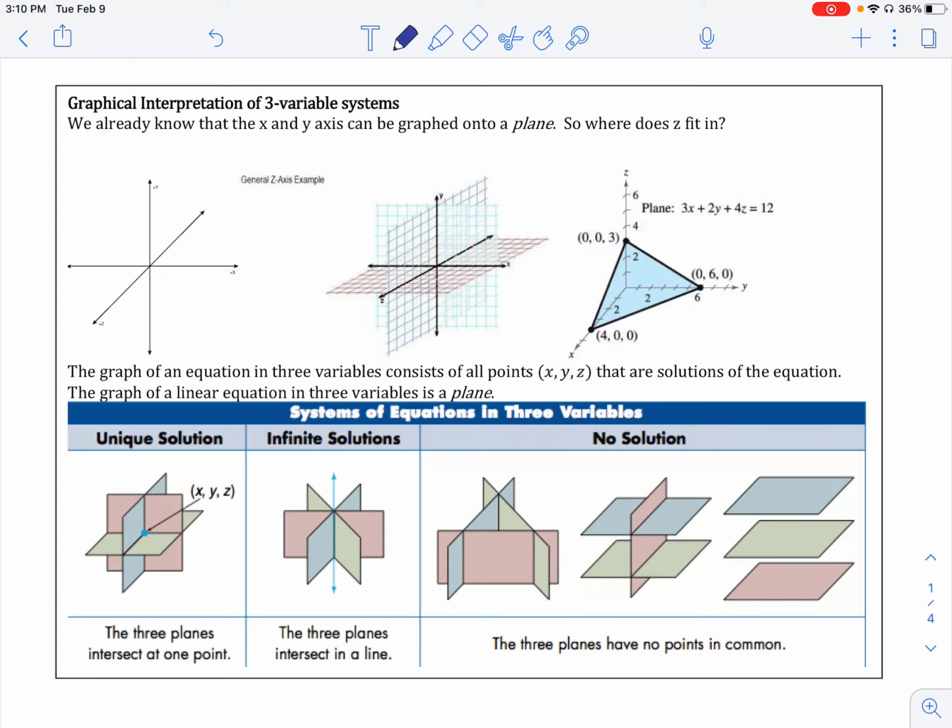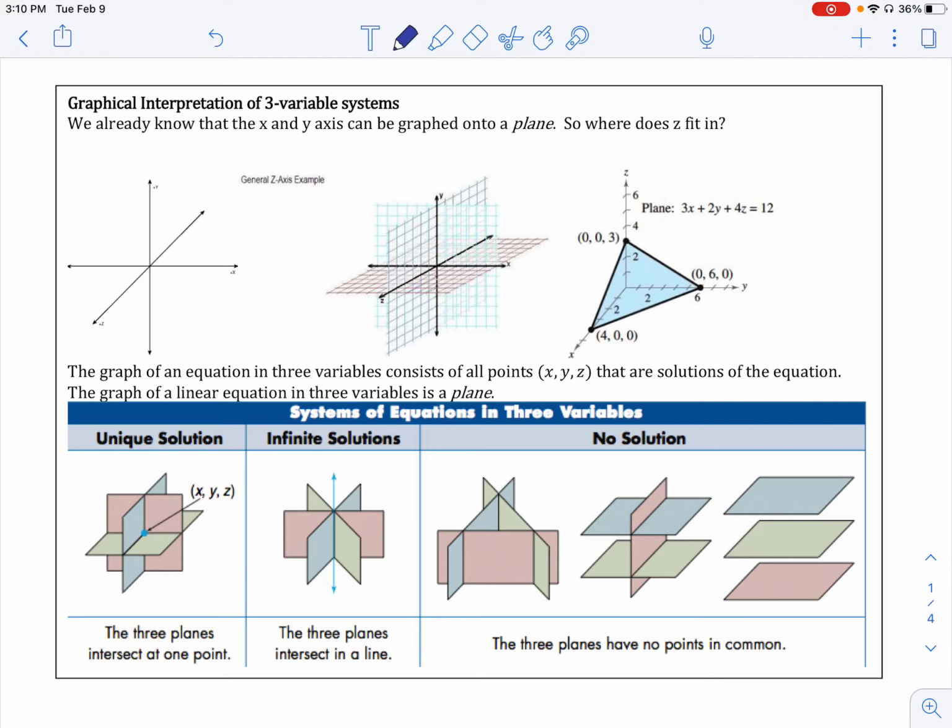We just learned about solving systems of three variable equations using what's called Gaussian elimination to get our system into row echelon form. And before I discuss a couple of other types of unique systems, I want to make sure that we have an understanding, a graphical understanding, of what is happening when we're solving three variable systems.